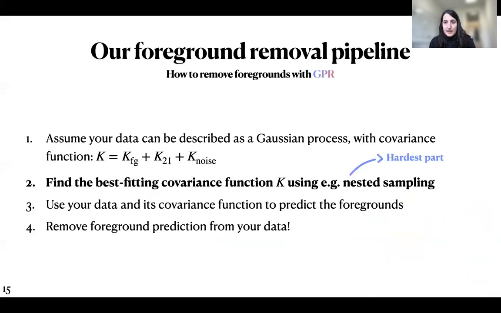So to summarize how we do foreground removal with GPR, we start by assuming that our data can be described as a Gaussian process with some covariance function K. We find the best fitting covariance function using, for example, nested sampling. And this is the hardest part and the most time consuming. But once you've done this, you just use your data and its covariance function to predict what the foregrounds look like, and then you remove this foreground prediction from the data.